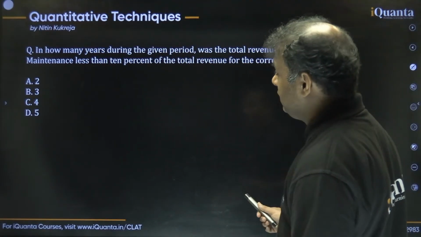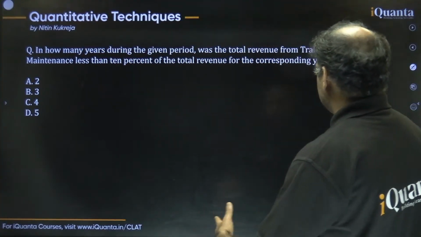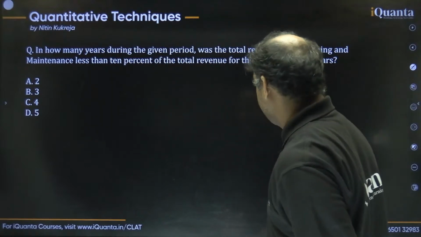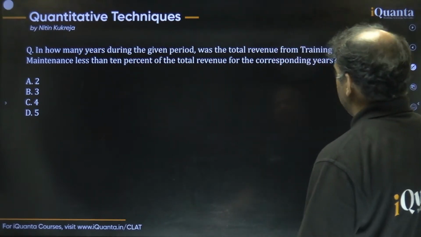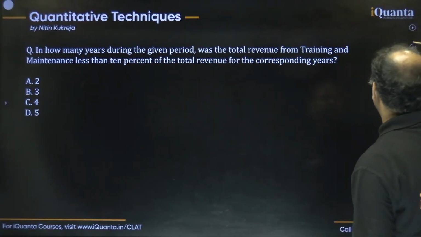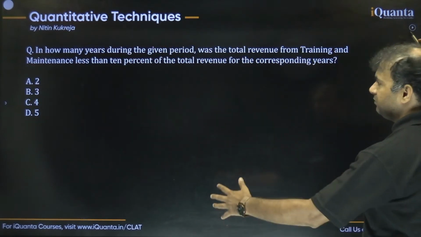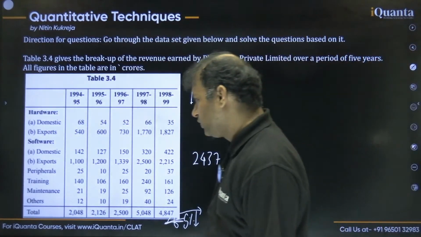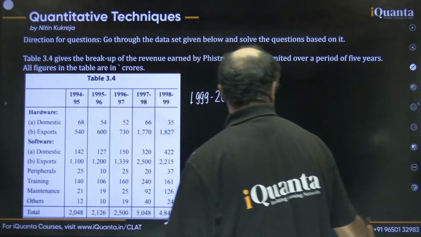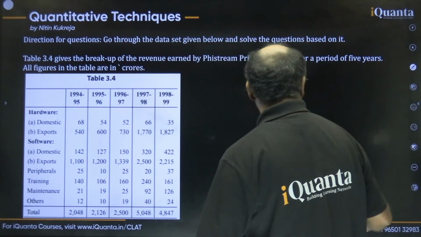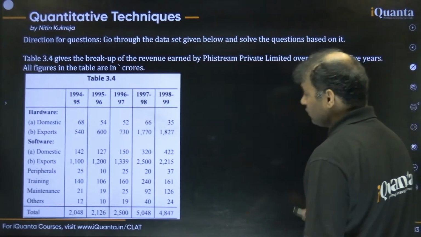They're saying in how many years during the given period the total revenue from training and maintenance is less than 10% of the total revenue for the corresponding years, right? Okay, so training and maintenance revenue should be less than 10% of the total revenue of corresponding years, right? Alright guys, look at the table now. Training and maintenance is where? This is training, this is maintenance, alright? So not that difficult indeed. Training and maintenance, guys, you can do it without calculating, without writing much.